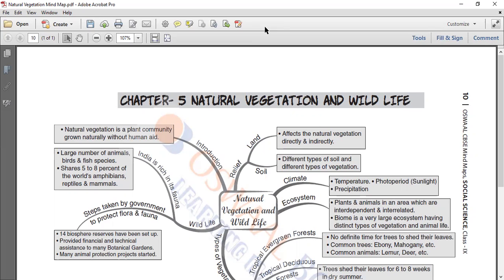Photoperiod, or sunlight: due to the large duration of sunlight, trees grow taller, because a larger process of photosynthesis takes place. The variation in the duration of sunlight also affects the vegetation cover in that area. And precipitation, that is rainfall: we all know that areas of heavy rainfall have more dense vegetation than the areas that have scanty rainfall.